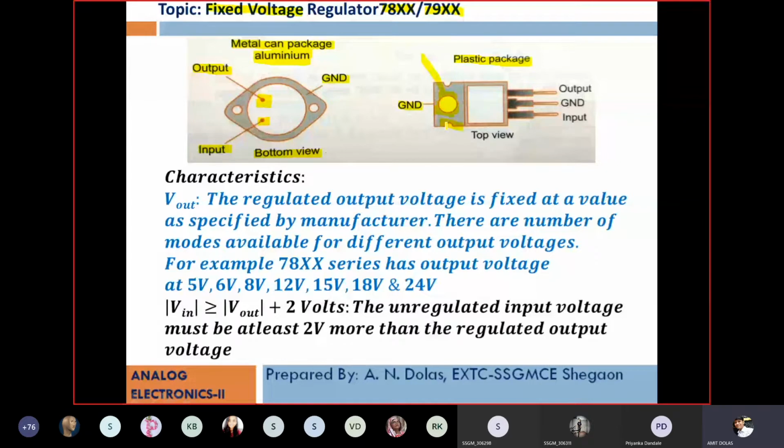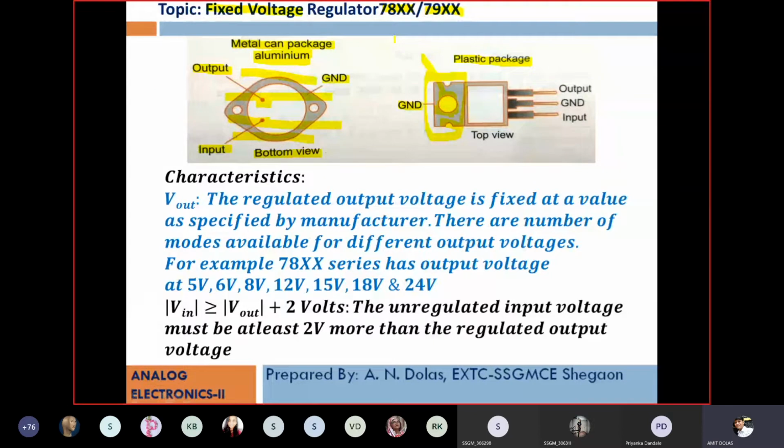To radiate this heat, a heat sink is required for most power supply ICs. Here the metal can package itself is the heat sink package, so there is no need to add an external heat sink, but for the plastic package, the addition of some external heat sinks is also required.